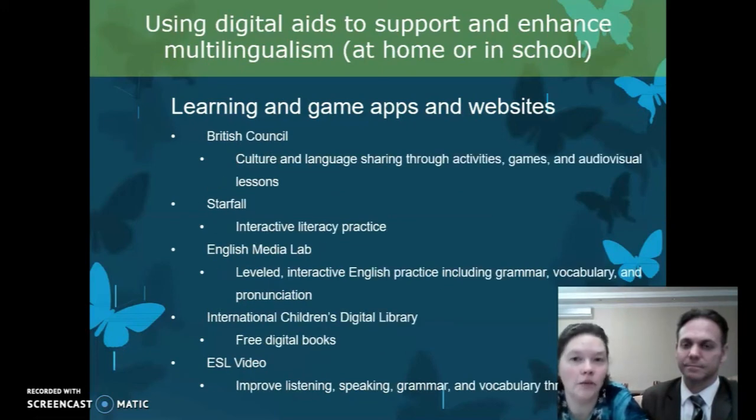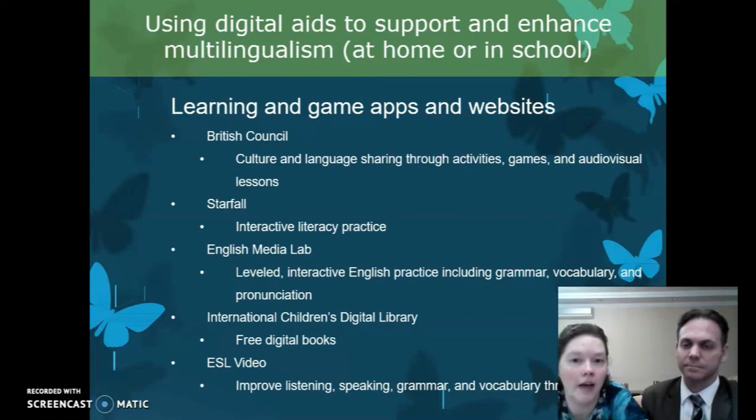The British Council, this website is enormous. It has culture and language sharing through activities, games, and audiovisual lessons, and you just have to take the time to explore it because it has so much to offer. Starfall is interactive literacy practice. They also have some math games, but their heavy focus is on literacy, specifically for early year students to get them reading and recognizing English letters and sounds.